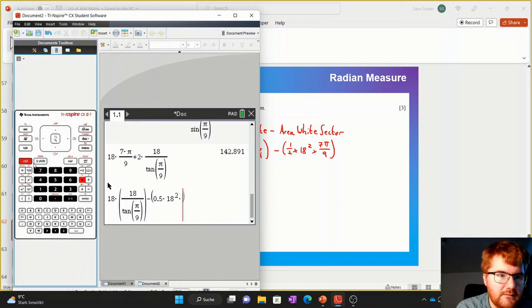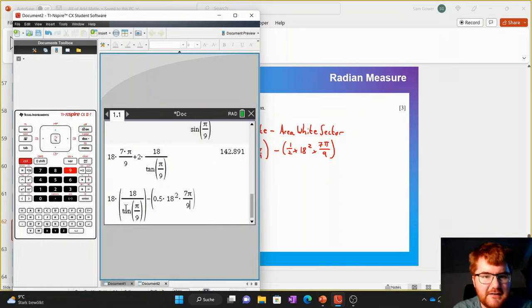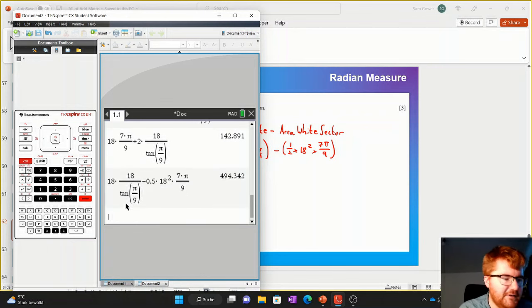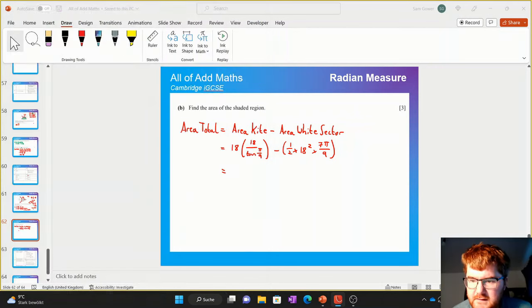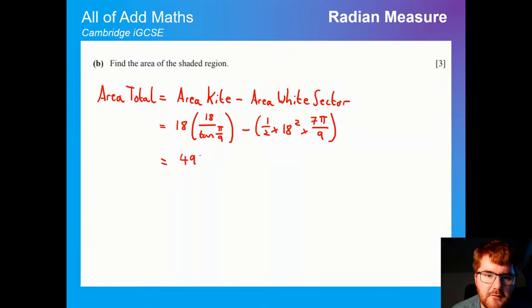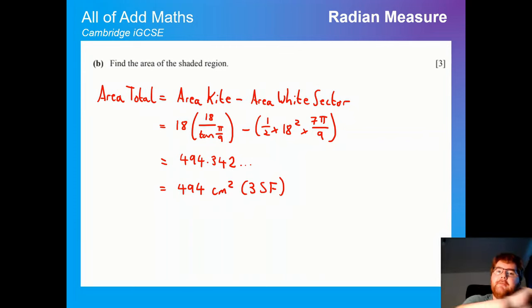Well done if you made it to this part of the video. I know there's a lot to cover on Add Maths, and I try to give you the very best help that I can give you. We'll press the enter button and then we get 494.342. Again, rounded to 3 significant figures, 494 square centimeters to 3 SF, just like that.